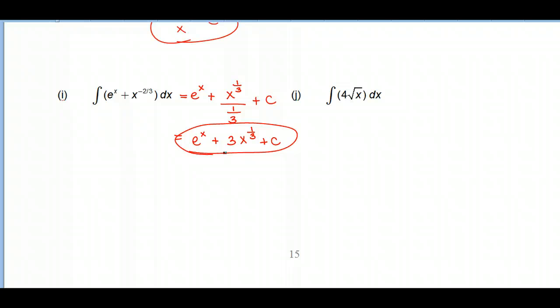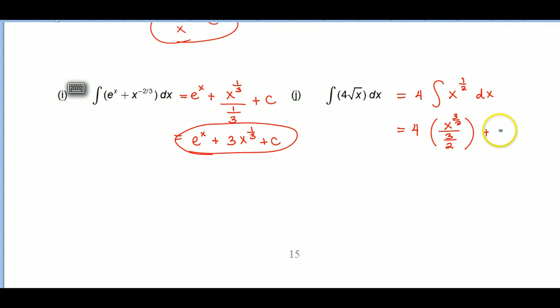So the next one, I thought was the hardest. The next one has a coefficient. If you don't like working with the 4, remember you can always move the 4 out in front and integrate it first. So I could rewrite that as x to the 1/2. Just figure out what that is, which I think we've done twice now. So 4 times x to the 3 halves over 3 halves. So it becomes 4 times 2/3, so it just becomes 8/3 x to the 3 halves. There's nothing you could do with that. Just leave it.